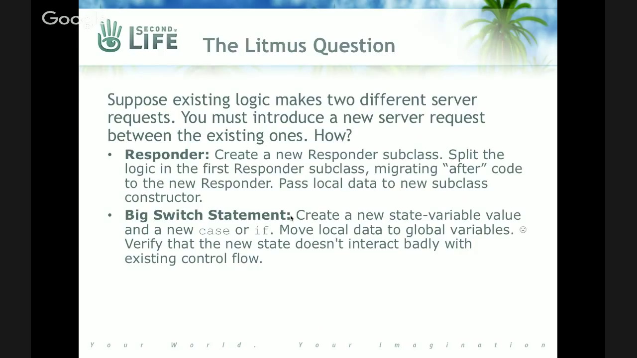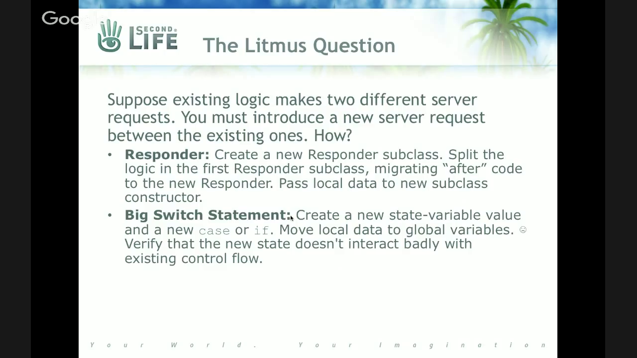So maintenance, it not only reads better, but it's easier to work with. You have some existing logic. It makes a couple of different async requests already, and you have to insert a new async request in between them. Well, if it's a chain of responders, you have to, of course, create a new responder subclass. You have to split the logic in the responder subclass method that handles the first completion, initiate the operation, migrate the post-processing code into the new responder, and oh yes, any local data that you care about has to be passed explicitly from the first responder into the new responder.